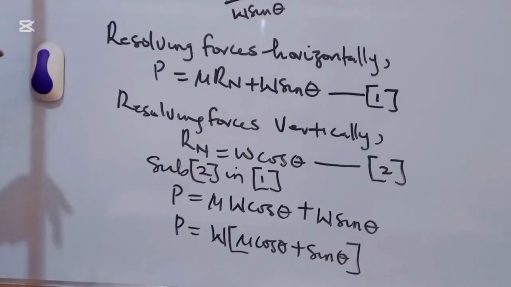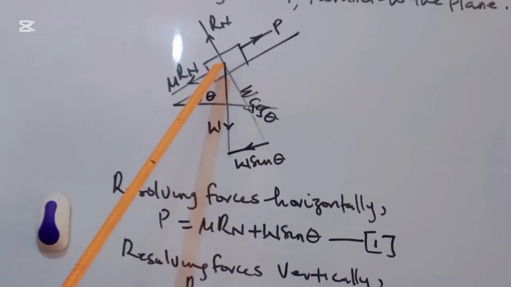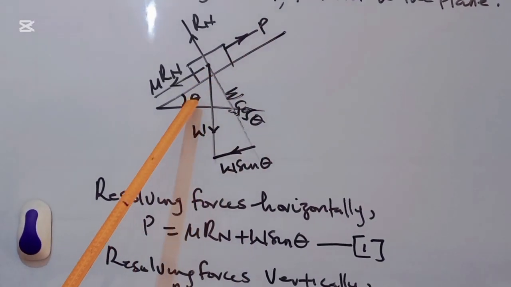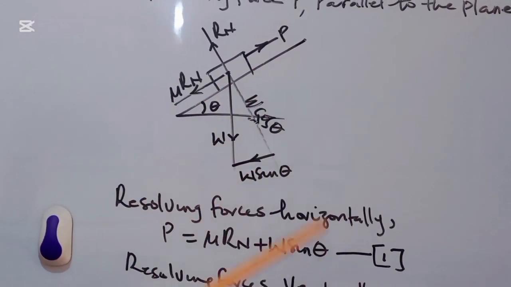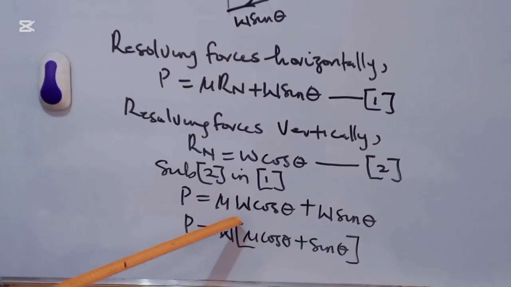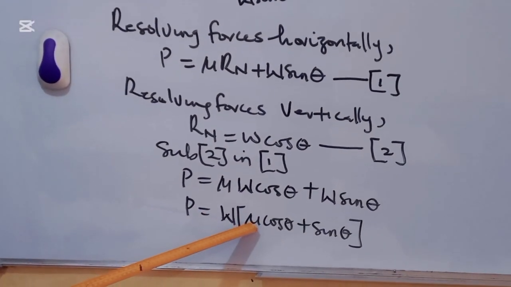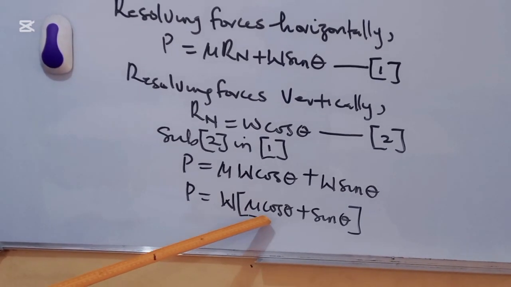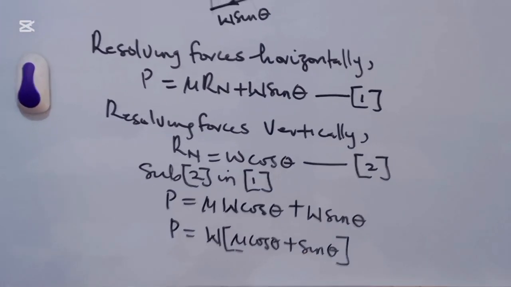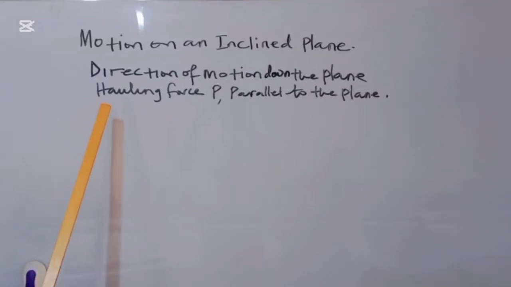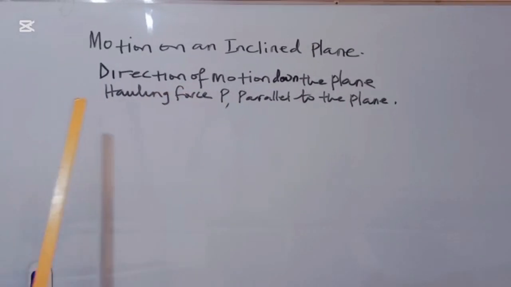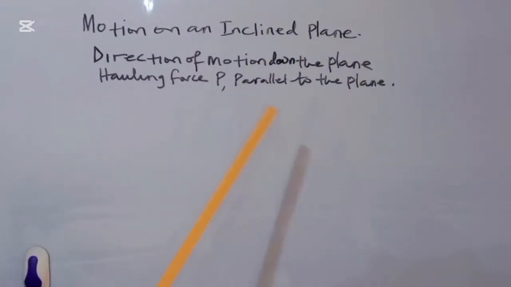Therefore, for a force trying to move a block up an inclined plane, the force required P is equal to the weight into the coefficient of friction multiplied by cos theta plus sin theta. Now let's consider the direction of motion down the plane while the hauling force P is parallel to the plane.